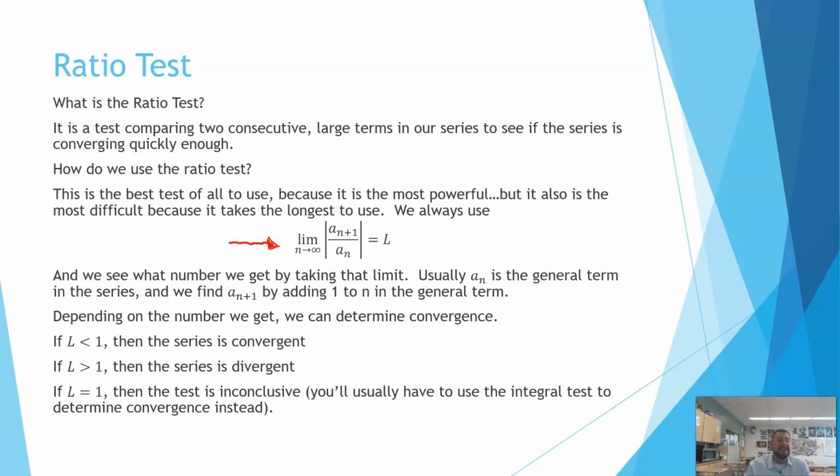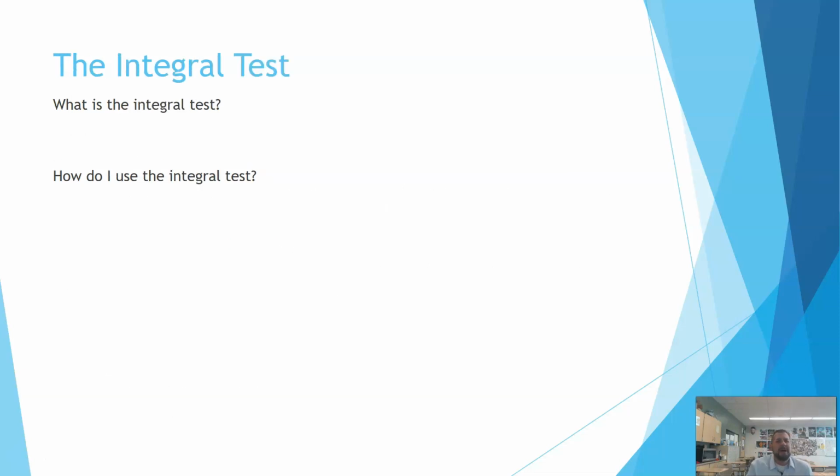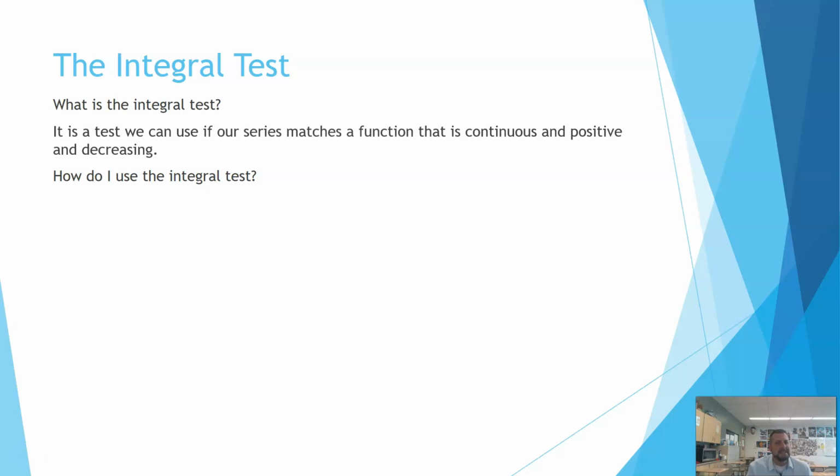So that is what the ratio test is used for. Okay, and we've talked about that a lot, and we'll go over some examples in a second. So the integral test is a test that we can use if our series looks an awful lot like a function that is continuous, positive, and decreasing.